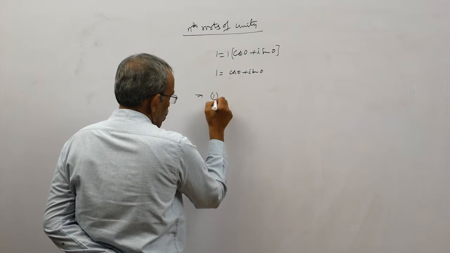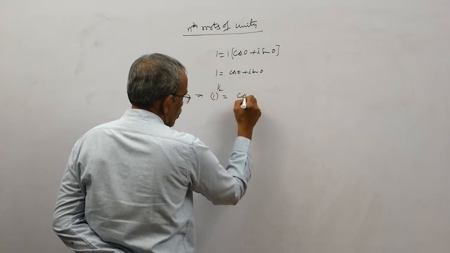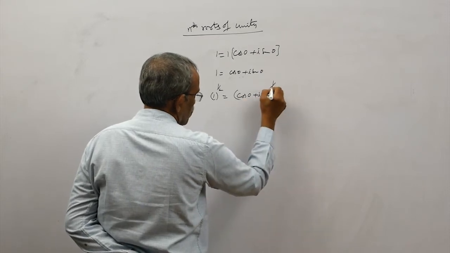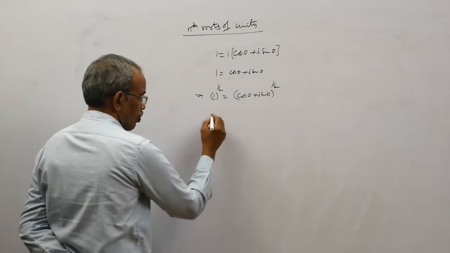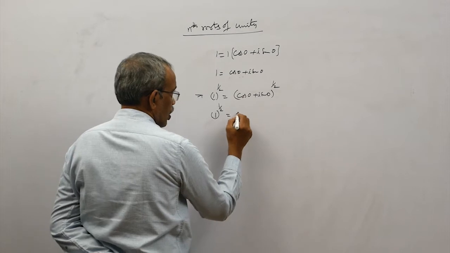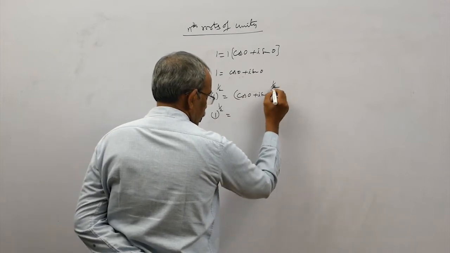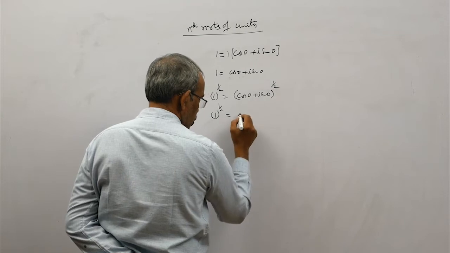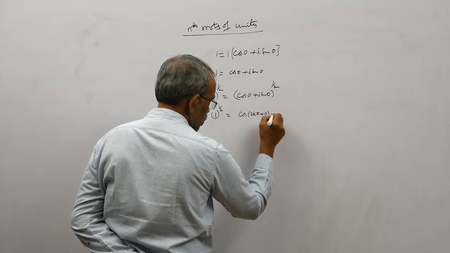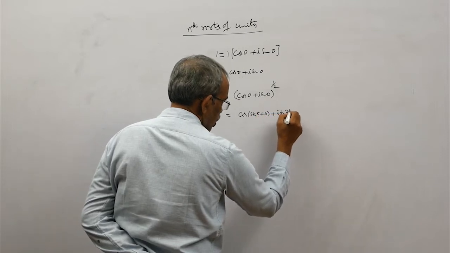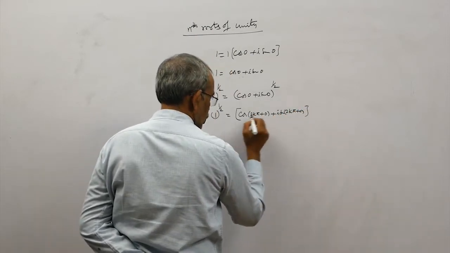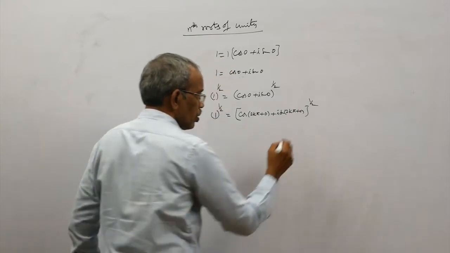Now we take 1 to the power of 1 by 2, that is equal to cos 0 plus i sin 0 whole to the power of 1 by 2. 1 to the power of 1 by 2 is equal to cos 0 plus i sin 0. 0 is also equal to cos of 2k pi plus 0 plus i sin of 2k pi plus 0, whole to the power of 1 by 2.